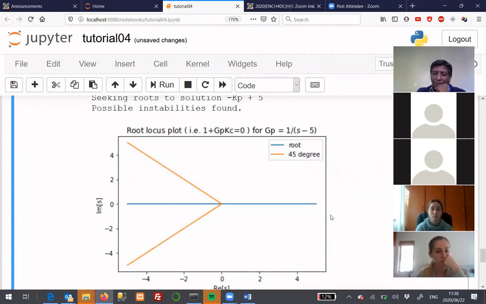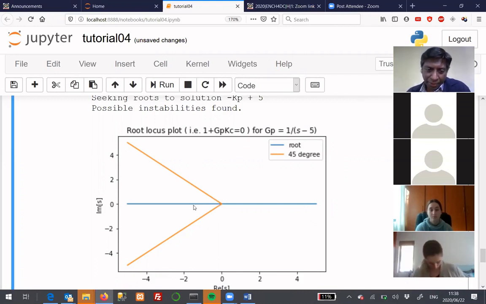So when Kp is 0, we are starting here. So when Kp is 0, our root is here. And then as Kp increases and reaches a value of 5, then we reach a 0 here.